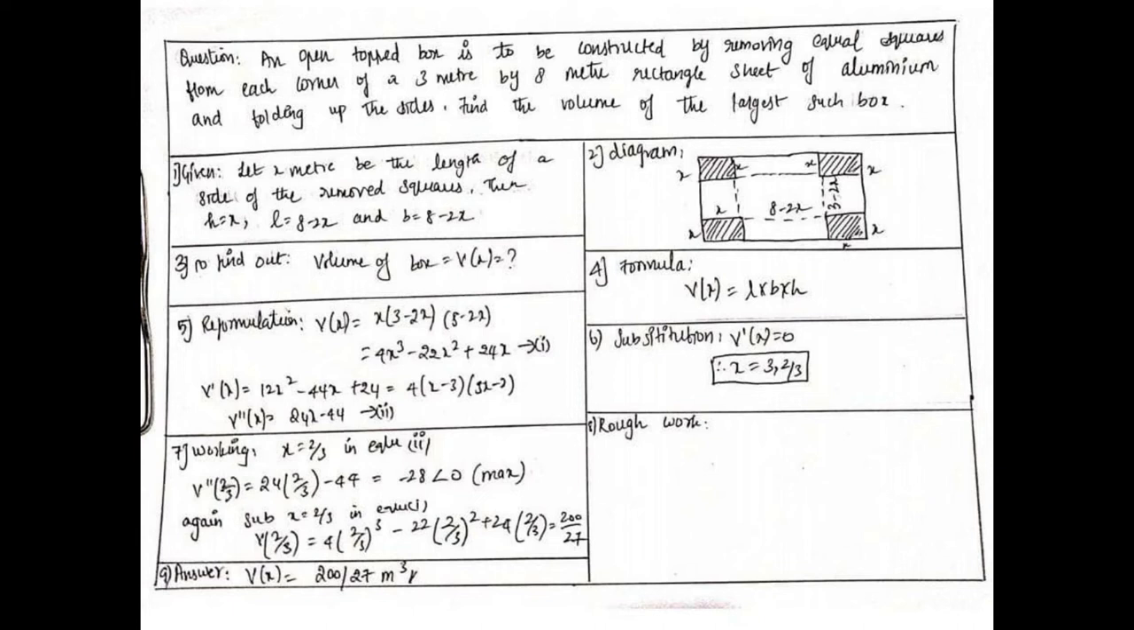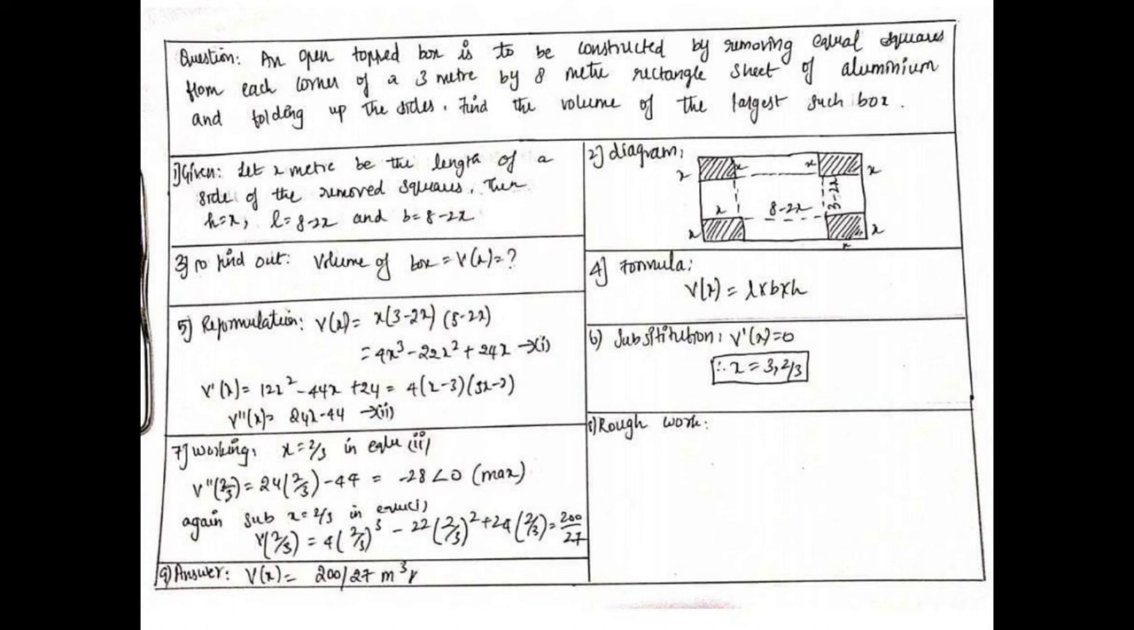To find out volume of box, V of box is equal to what? Formula used. V of x is equal to L into B into h cubic units. Reformulation. V of x is equal to x into 3 minus 2x into 8 minus 2x, which is equal to 4x cubed minus 22x square plus 24x, which is equation number 1. V dash of x is equal to 12x square minus 44x plus 24, which is equal to 4 into x minus 3 into 3x minus 2.